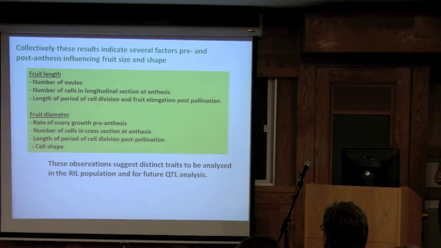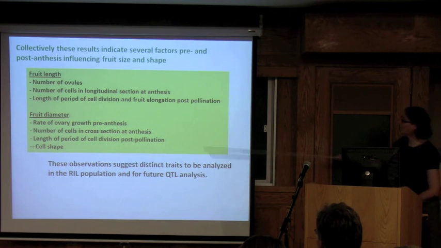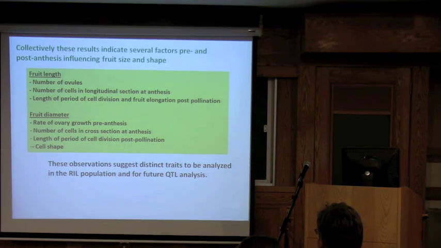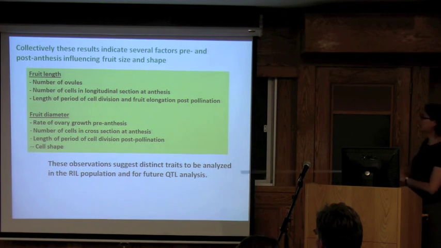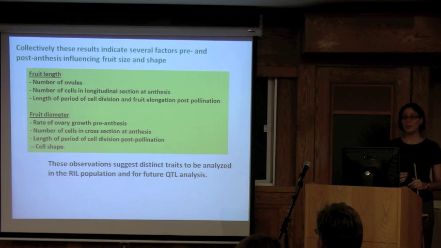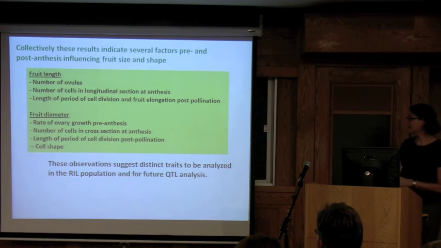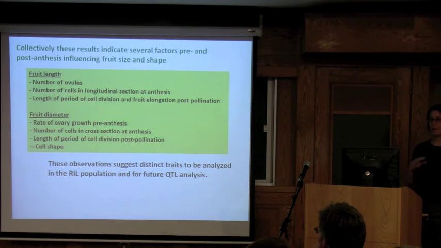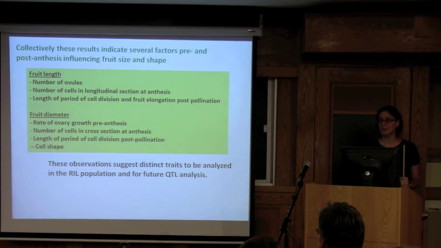So collectively, these results indicate that there are several factors pre- and post-anthesis influencing fruit size and shape: the number of ovules, the number of cells in longitudinal section or cross section, the length of the period of cell division, either fruit elongation or fruit width expansion post-pollination, and cell shape. So these observations suggest that there are distinct traits that we can now analyze in the RIL population for future QTL analysis.